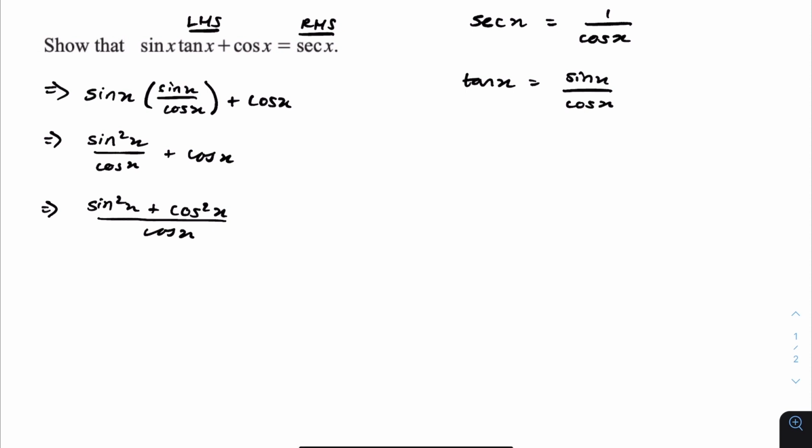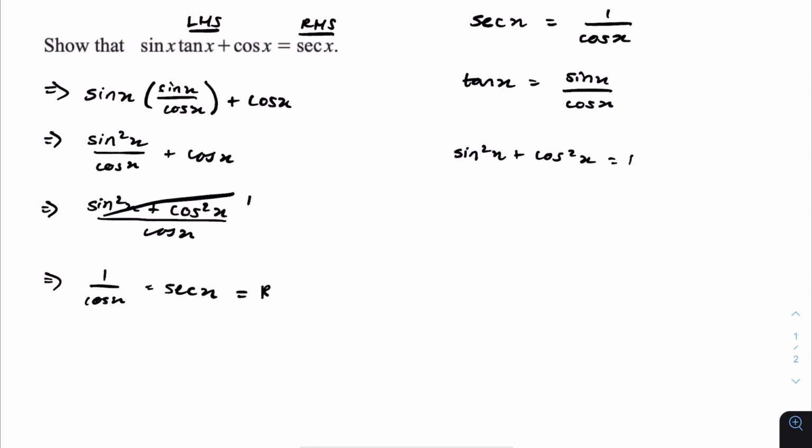Now, the other one we're going to have to remember is that sine squared x plus cosine squared x is equal to 1, and we proved that in the last video. So we can just cross that and write it as 1. So this is equal to 1 over cos x. And we know that 1 over cos x is equal to secant x. So it's equal to the right-hand side as required.